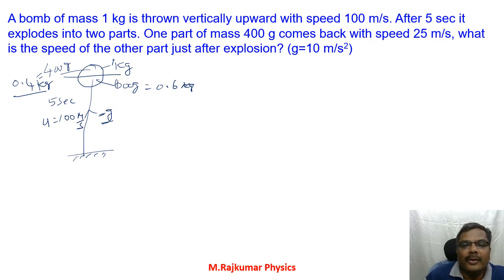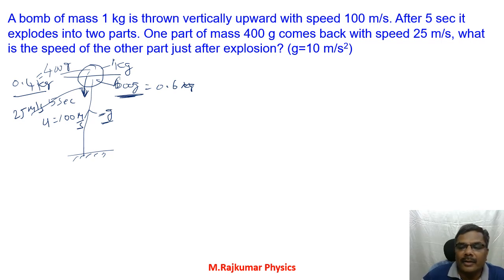This 400 gram part comes back with a speed of 25 meters per second. What is the speed of the other part just after the explosion? So what is the speed of the 600 gram mass? They are asking for the speed of the 600 gram mass.